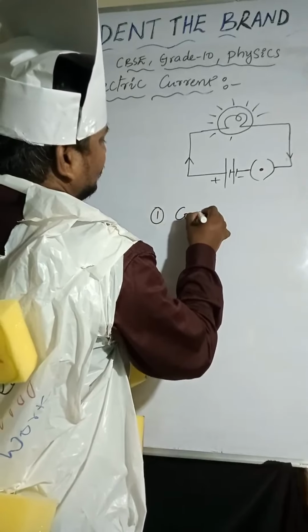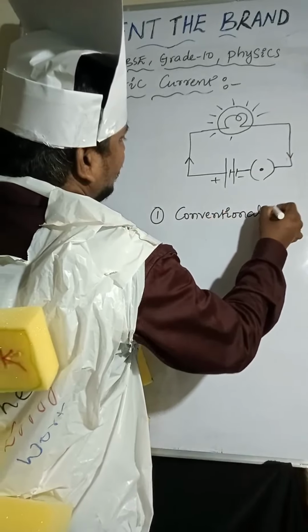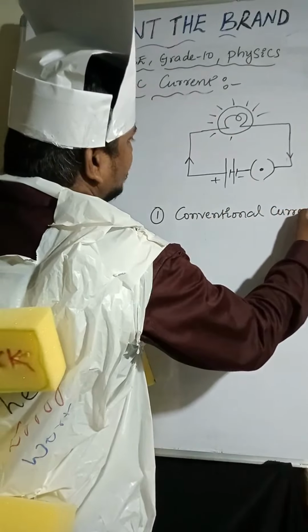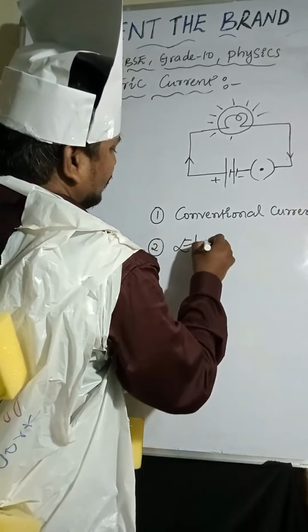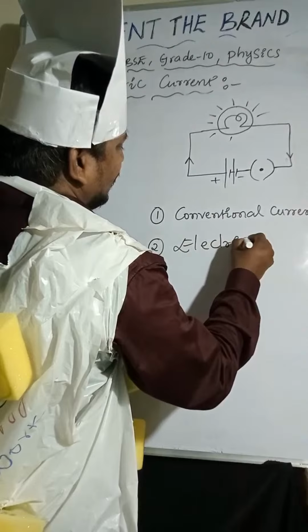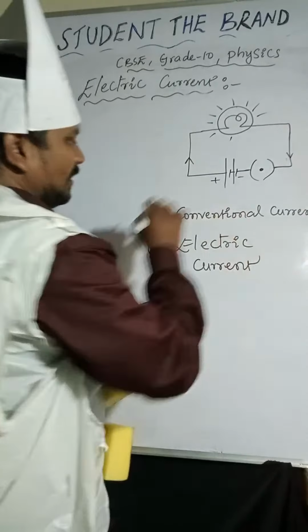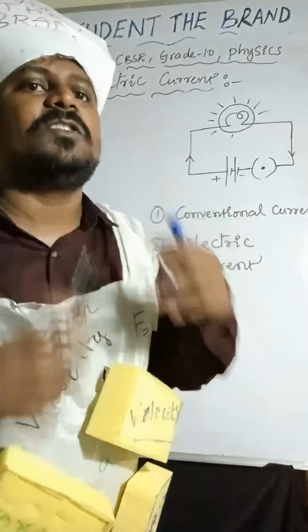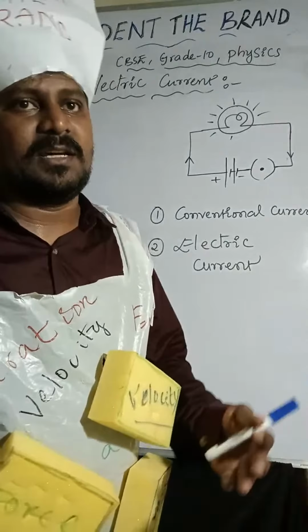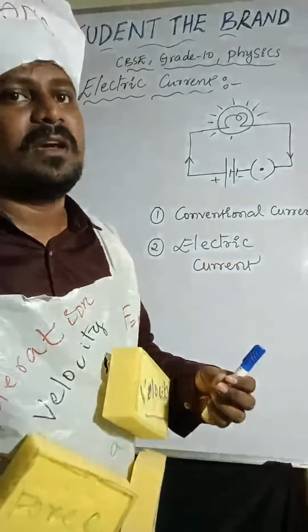Now, the first point is conventional current, and the second one is electric current. Conventional current is nothing but the flow of positive charges. The flow of positive charges is known as conventional current.